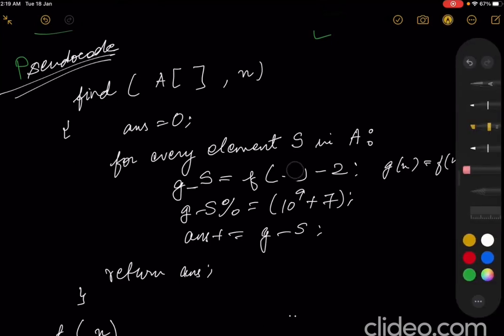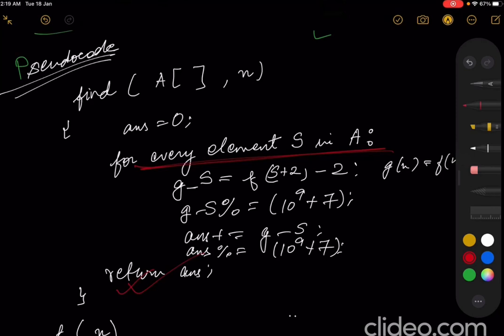So g of s will be equal to f of s plus 2 minus 2, and we take its modulo with 10 to the power 9 plus 7. After that we added the value of g of s to our answer, and we also take its modulo with 10 to the power 9 plus 7. At the end, after doing it for all the elements in the array, we simply return our answer. Here we are using a function for calculating the nth Fibonacci number, which is f.